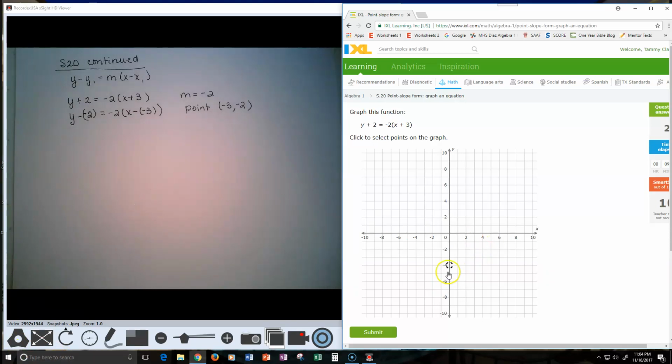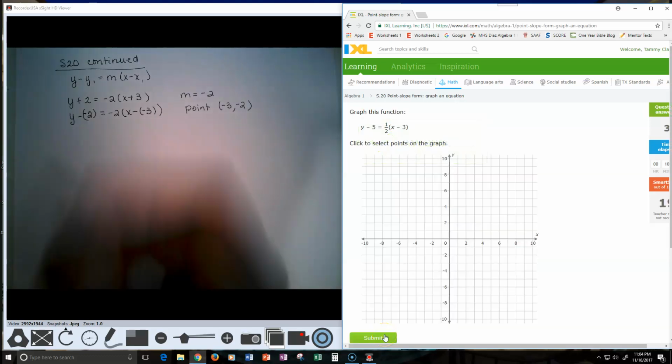So we're going to plot point negative 3, negative 2. And then our slope is negative 2, so we know our line is falling from left to right. So we're going to go down 2 and over 1.